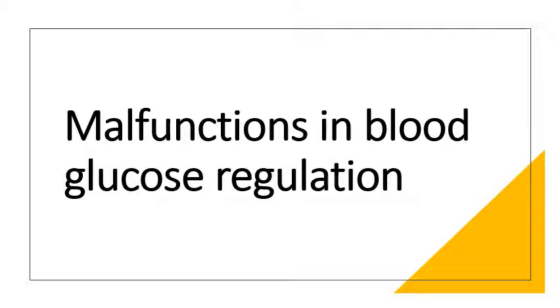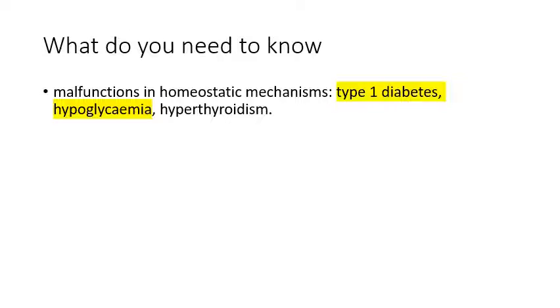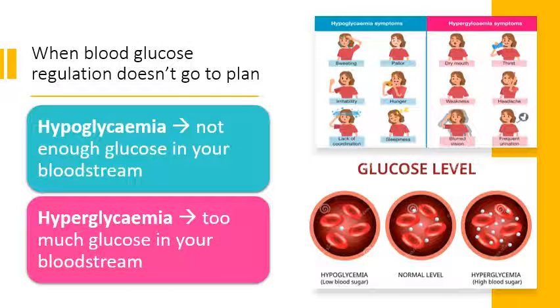Today's video is going to be focusing on particular malfunctions in our blood glucose regulation mechanisms. Those malfunctions that we do need to focus on are type 1 diabetes and hypoglycemia, as they are the two that have been outlined in your study design dot point. So let's take a look at hypoglycemia.